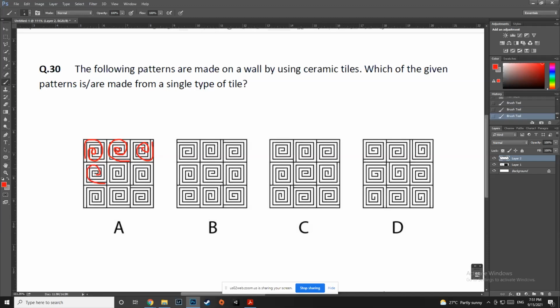This starts from here, it is clockwise. This starts from here, it is clockwise. This starts from here, it is clockwise. This starts from here, it is clockwise. This starts from here, it is clockwise. And this starts from here, it is clockwise. So all of these tiles are clockwise tiles. They're just rotated and placed.